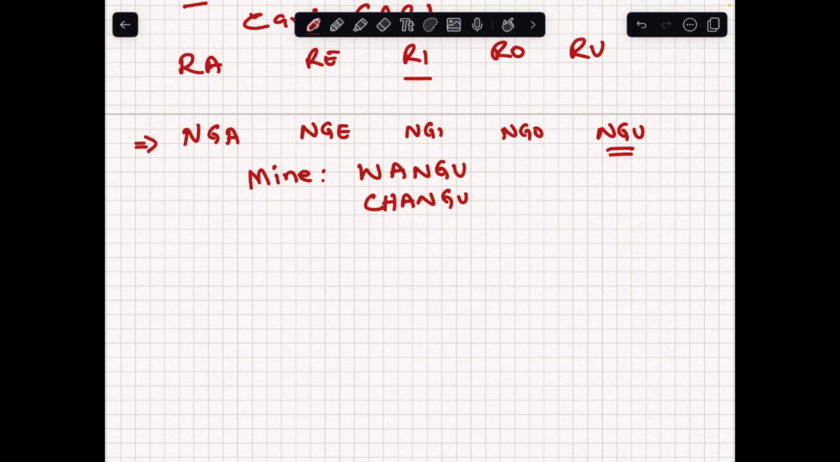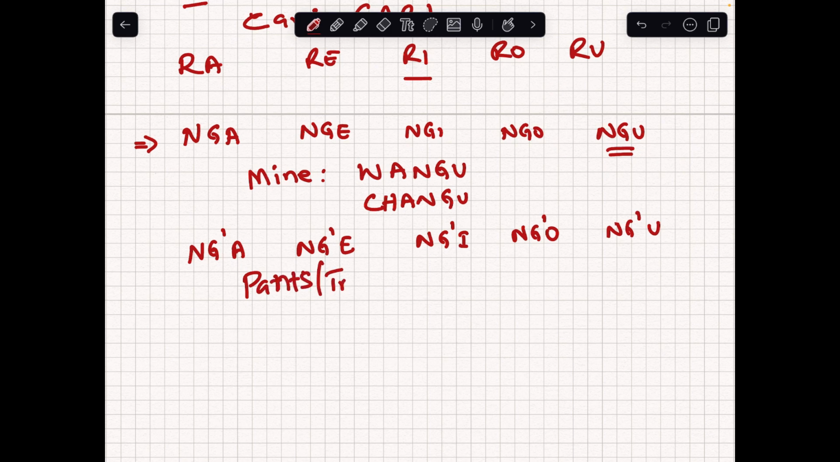Now there's another sound where the spelling is similar to ng, but you have an apostrophe after ng. So for example, ng apostrophe a. So that's not nga, that becomes nga. And then ng apostrophe e, nge. Ng apostrophe i, ngi. And then ng apostrophe o, ngo. And then ng apostrophe u, ngu. So for example, pants or trousers, you say longi. So you use the ngi, longi.